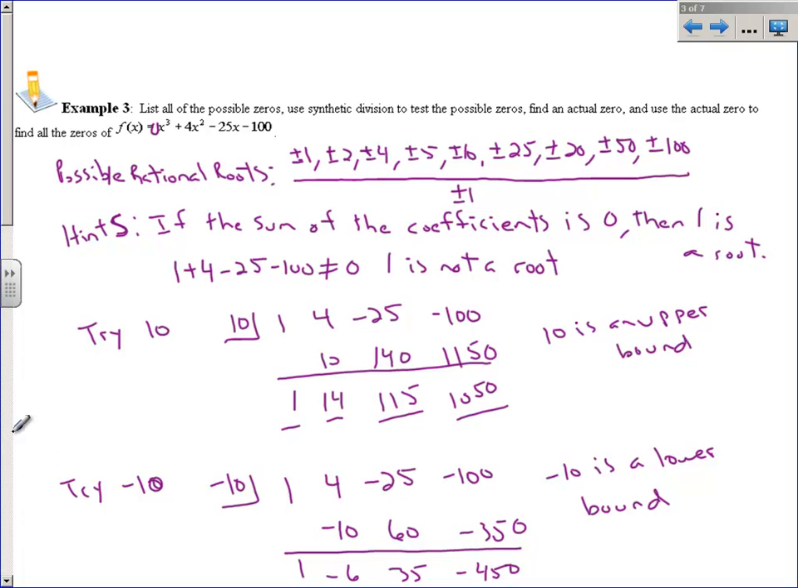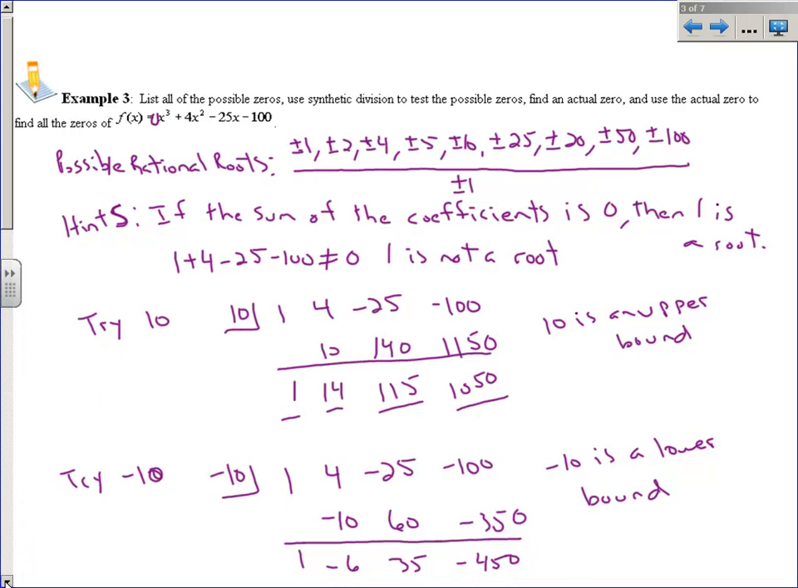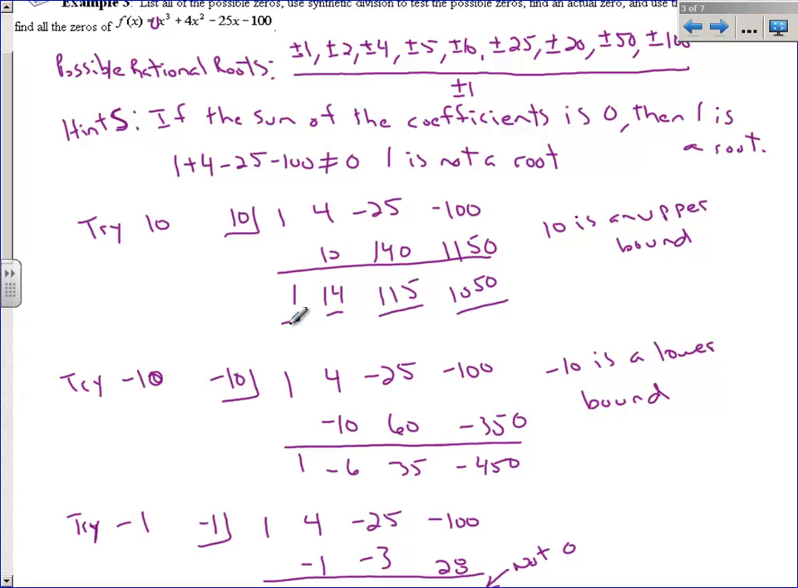And on top of that, we learned some other things. If you add up all the coefficients and you get 0, then 1 is a root. But if you don't get 0, 1 is not a root. And we're trying to narrow our list down. Also, if you try synthetic division and everything underneath the bar is positive, don't try any numbers bigger than that. You have found an upper bound. Also, if you try synthetic division and the numbers underneath the bar alternate in sign, you have found a lower bound. Don't try numbers smaller than that.